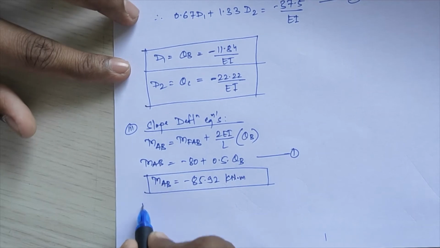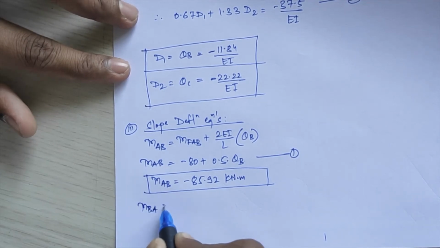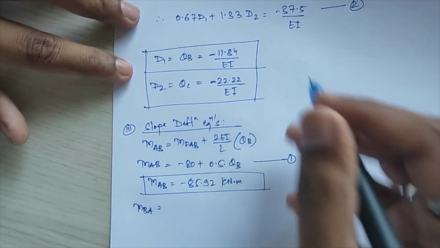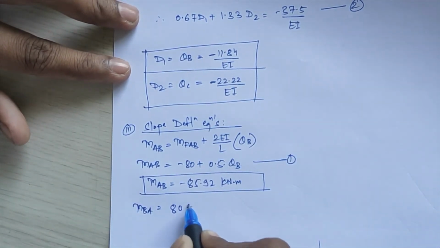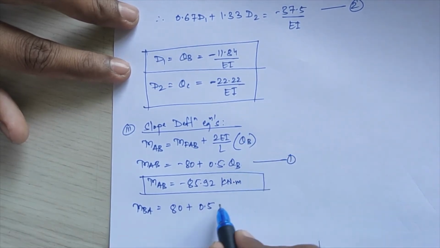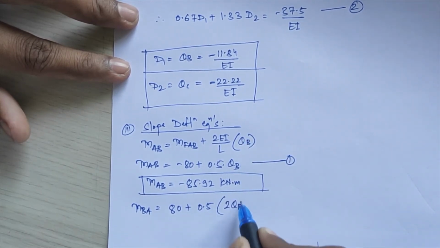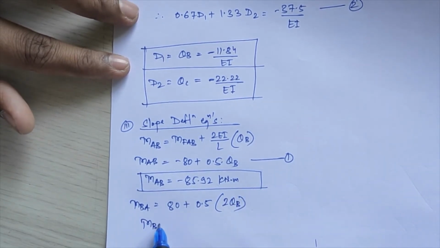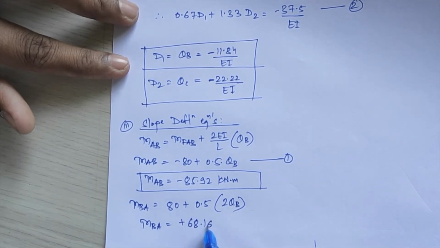Okay, now I'll move to my next value, MBA. MBA is what? That is again MFBA plus 2EI upon L. Directly, the values I'll write: MFBA I am getting as plus 80, plus 2EI upon L, that will become again 0.5 EI into bracket 2 times theta B. Now if I substitute theta B over here, I get MBA is equal to plus 68.16 kilonewton meter. You check these values over there.